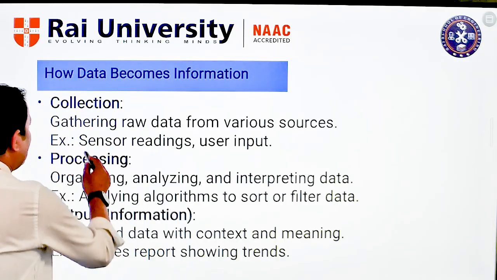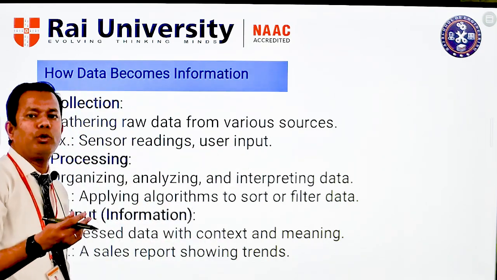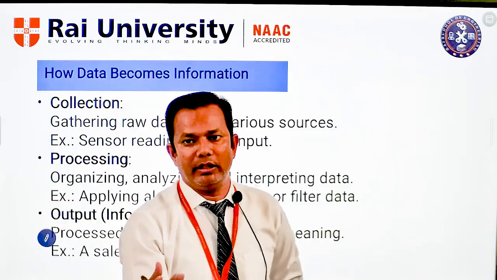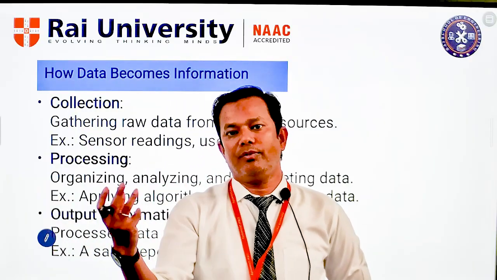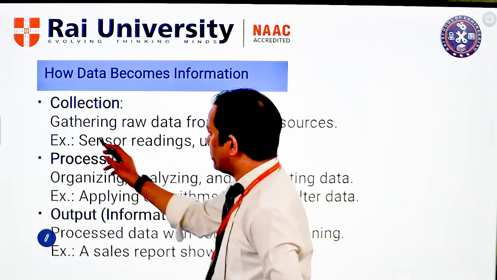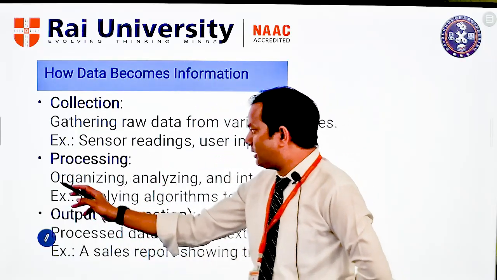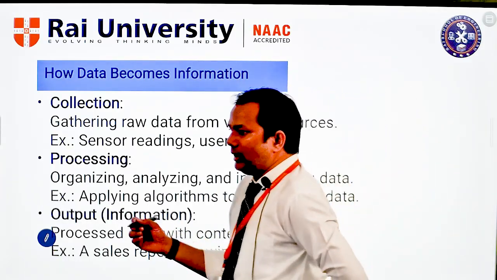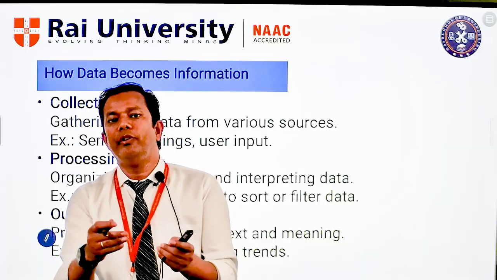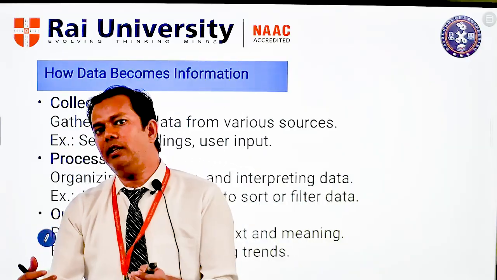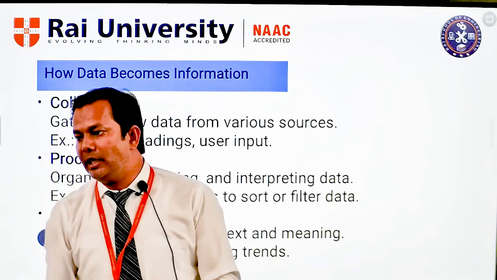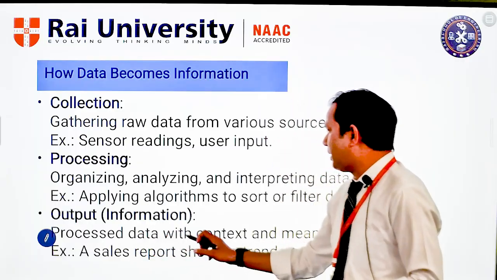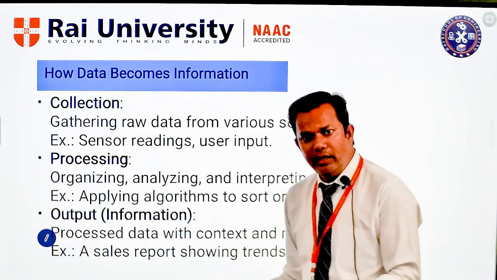There is collection, gathering raw data from various sources. The source could be anything: sensors, objects, or we can collect the data manually. So there should be a collection method. First of all, we collect the data. After that, we process it. Once we process it, it organizes, analyzes and interprets the data. It means that something which was unorganized earlier is now organized, and it is about to generate a meaning. The third step is the output, that is the information. After the data is processed with context and meaning, it is considered as information.